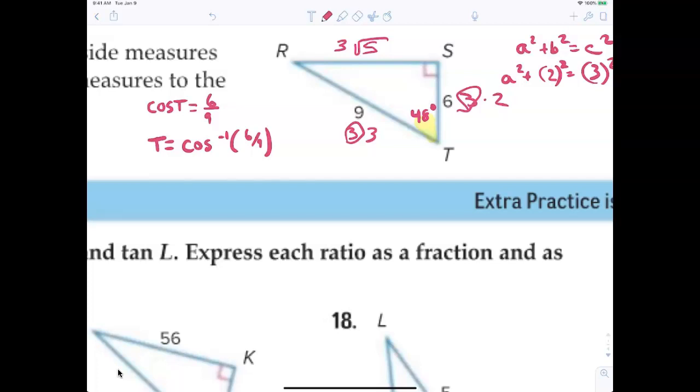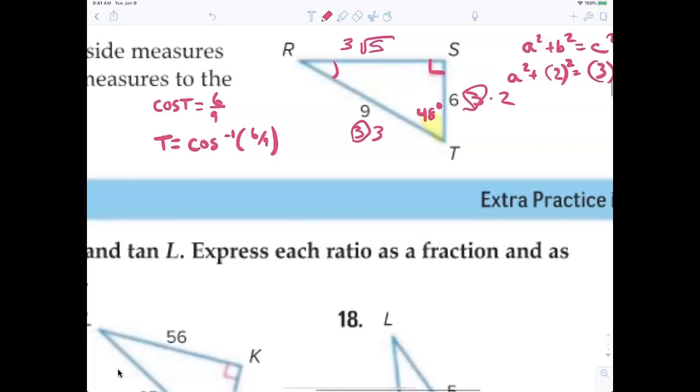Now, do I have to use trig to find R? No, because R and T are always going to be what? Complementary. But yes, you're right. R, S, and T are 180. But because S is 90 degrees, that means R plus T have to be 90. Does everybody agree with that? So we know that R is roughly about 42.